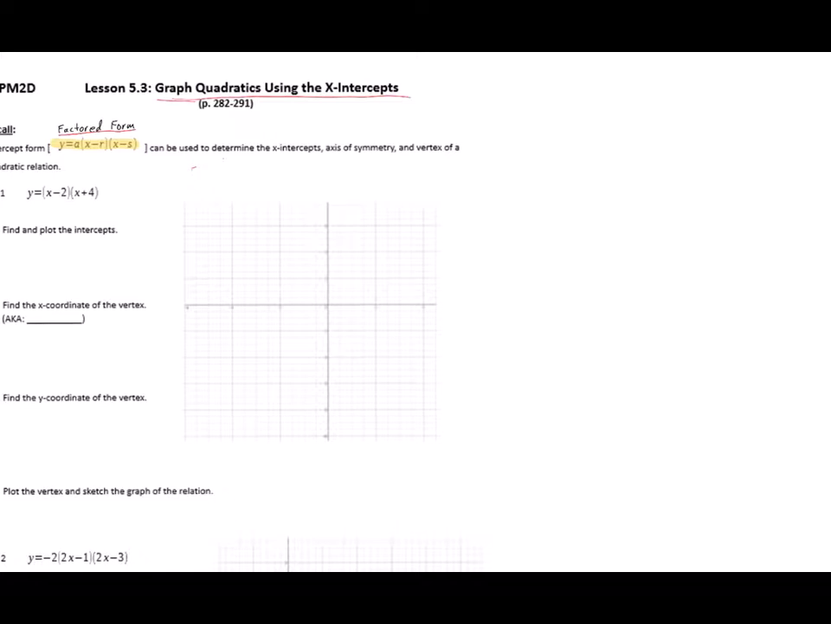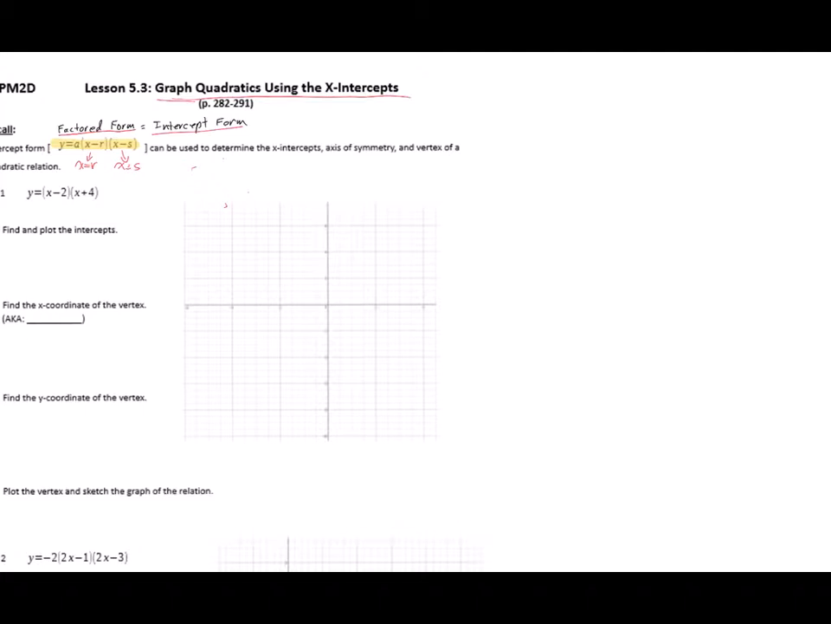Now, remember that we talked about this yesterday. If I was looking at this equation, the x-intercepts would be x equals r and x equals s because of the opposite world concept that we talked about. And it would also work because of our zero concept we talked about.